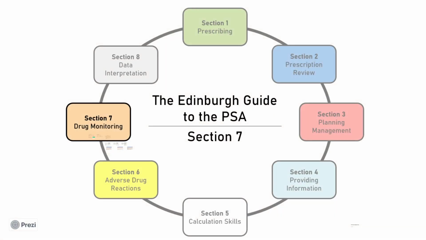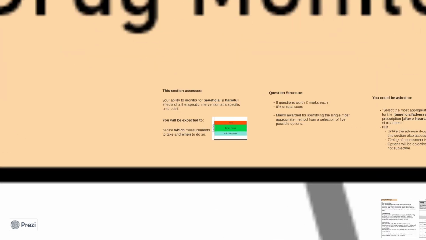Welcome back to the seventh video of the Edinburgh Guide to the PSA. This video will focus on Section 7, Drug Monitoring.